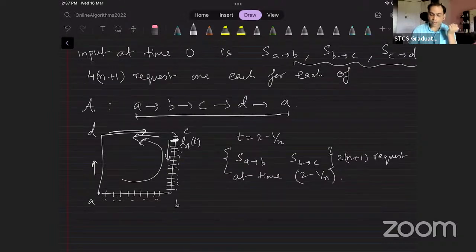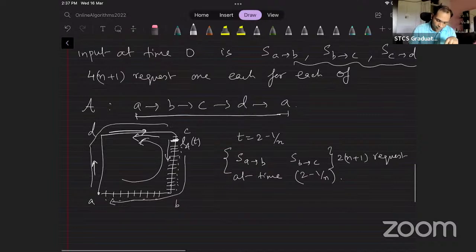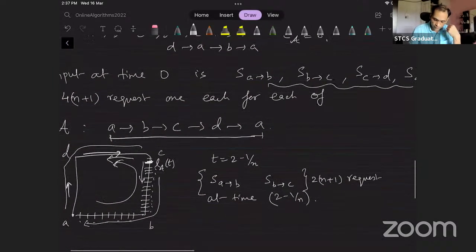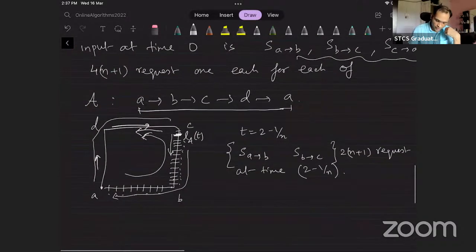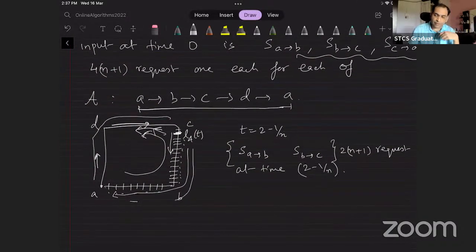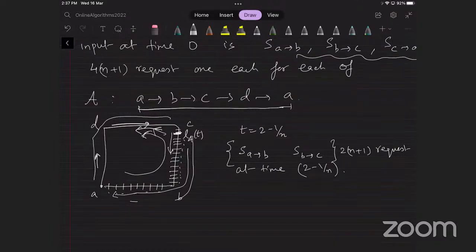What are the options algorithm A has? Either it goes back to A, then goes up, goes to C, and then follows whatever path to come back to the origin. That's one way. Or it keeps going on its current path, reaches A, goes up, and then again comes back however it wants to come back. In both these cases, what is the cost of the algorithm? 8 at most. This part is getting repeated twice, right?